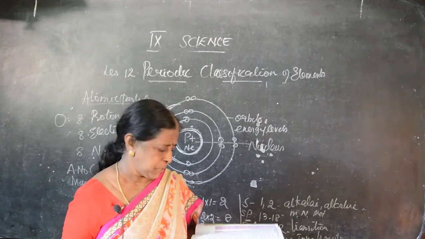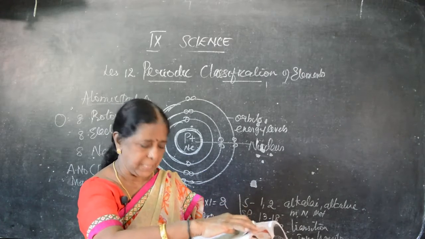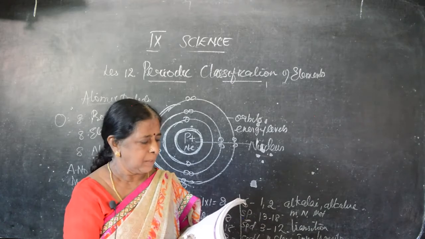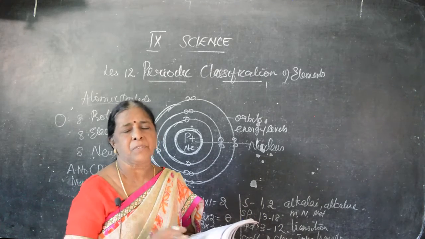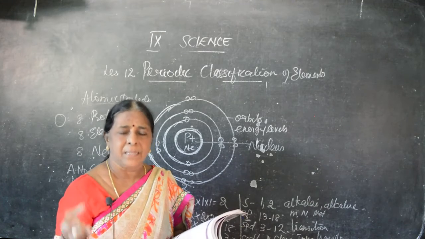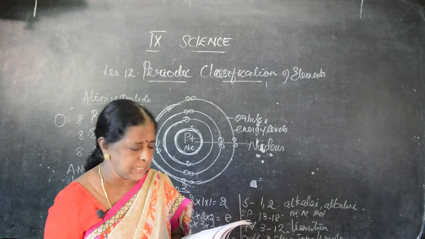Okay? Then the position of hydrogen in the periodic table. Hydrogen is the lightest element. It behaves like an alkali metal as well as a halogen. Now, the position of the rare gases in the periodic table. What are the rare gases? They are inactive. They could not react with other elements. Those gases are known as rare gases.